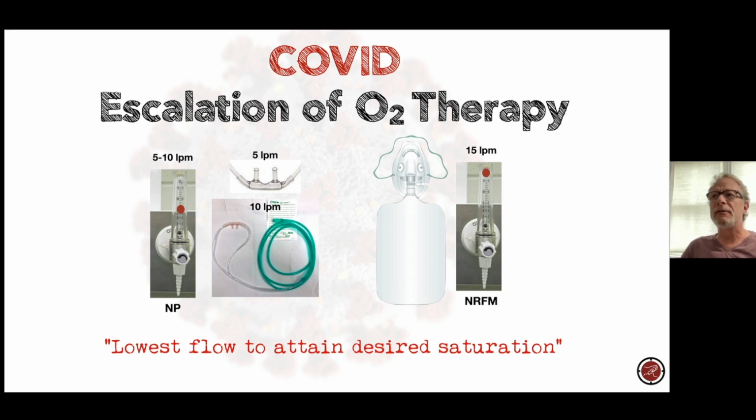Now, there's still institutional variation. At our institution, you can use flows of 15 liters, so you can use a non-rebreather. And we all know that it's not really a non-rebreather at 15 liters without it being considered an AGP procedure.